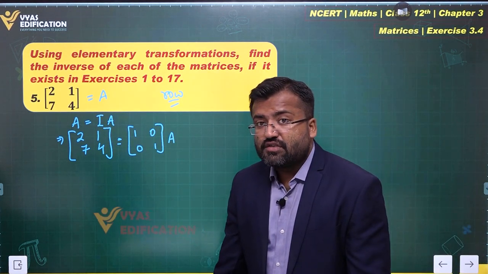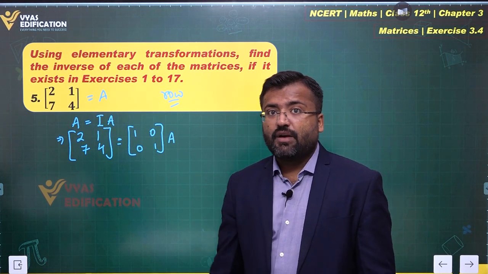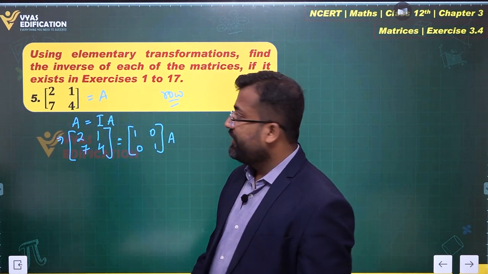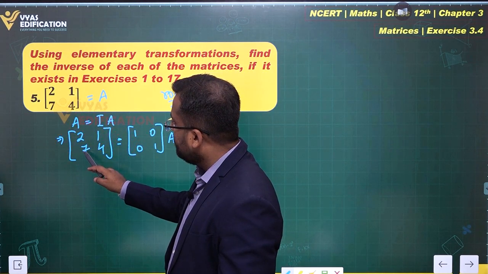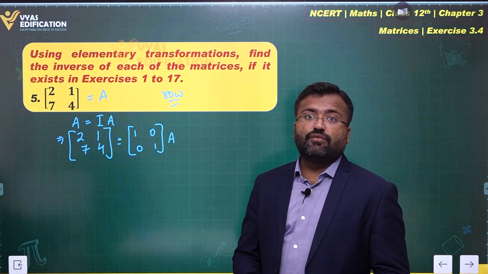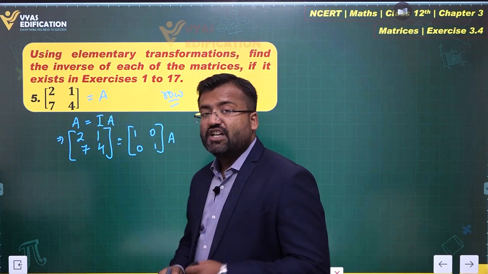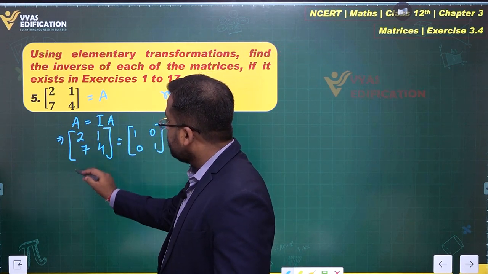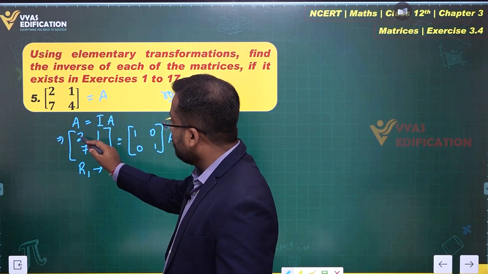We'll have to apply row transformations, and the order in which we'll apply them is we are supposed to convert this into the identity matrix. So this will be converted to a 1, this will be converted to 0, then this 1, then this 0. That's the order that we will follow. Right. So apply row transformations, okay. For row transformations, R1 will have to convert this into a 1.